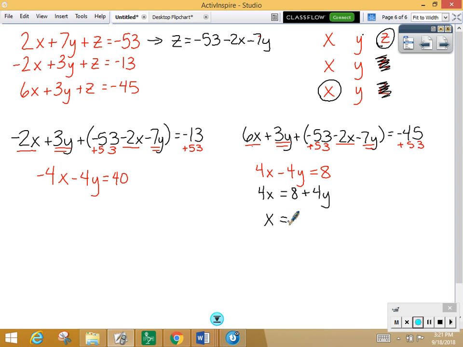And so that's going to be x. 8 divided by 4 is 2. And 4y divided by 4 is just going to be y. We now know what x equals.